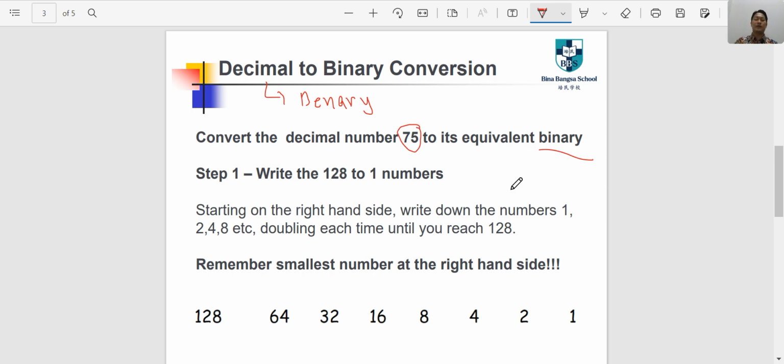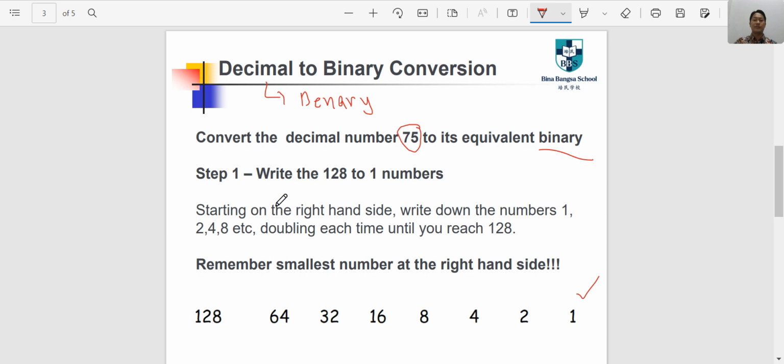One of the famous methods that I usually use is what we call the weighted method. As you can see here, we have step 1. Step 1 is write 1 to 8 numbers. What does it mean? If you notice, you start from the rightmost: 1, 2, 4, 8, 16, 32, 64, and 128. Definitely, that is the weight of each value when you map it with the different positions of the binary number.